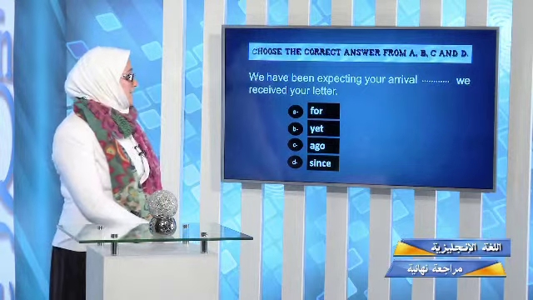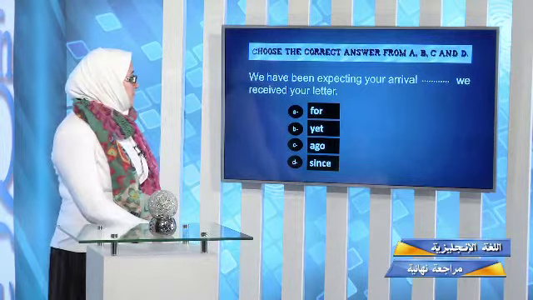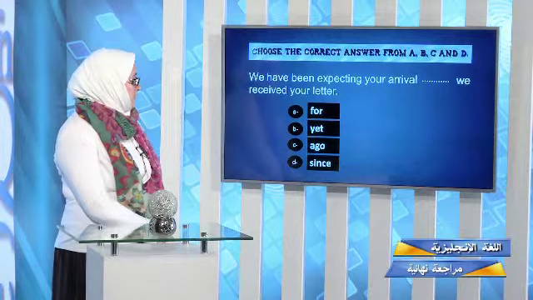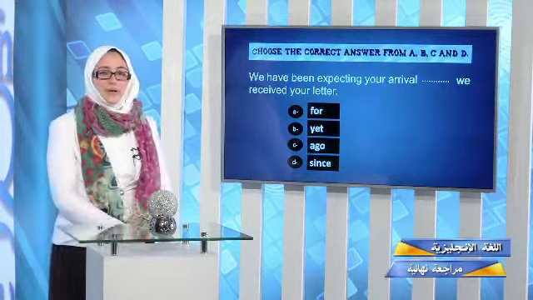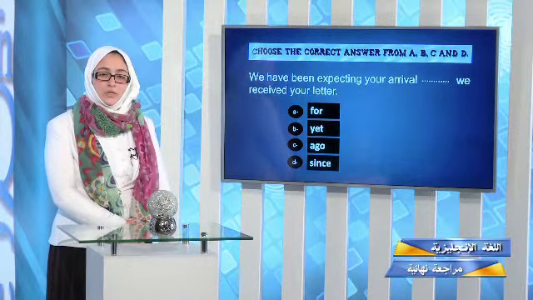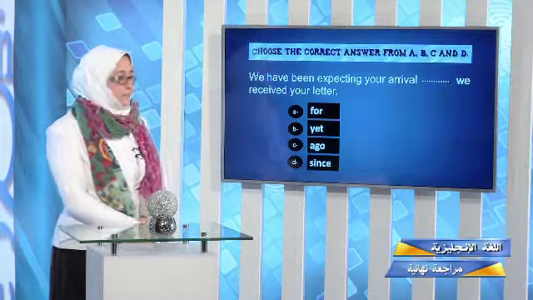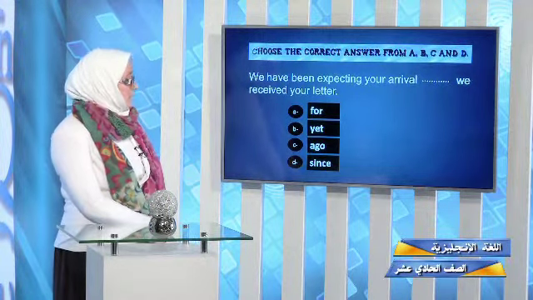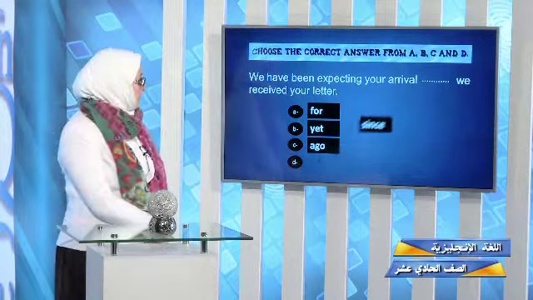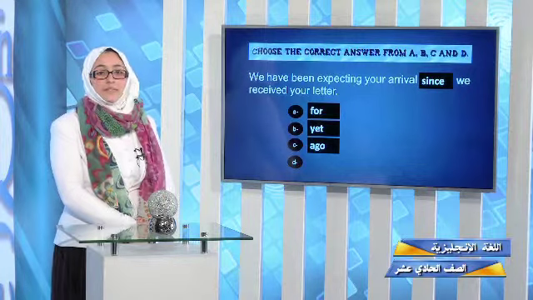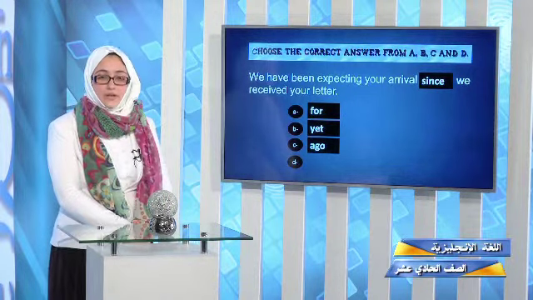Now let's move on to this sentence. We have been expecting your arrival, blank, we receive your letter. I want you to think back to the grammar lesson on for and since, and this will help you in looking at the answer to this question. So the answer is, we have been expecting your arrival exactly since we received your letter. So ever since we got your letter, we have been expecting you to come.